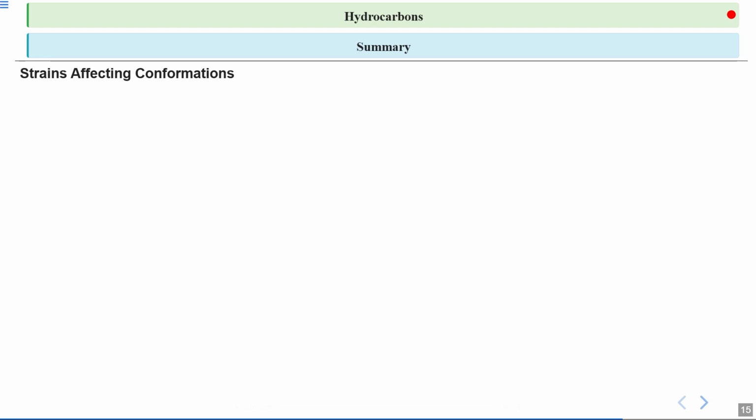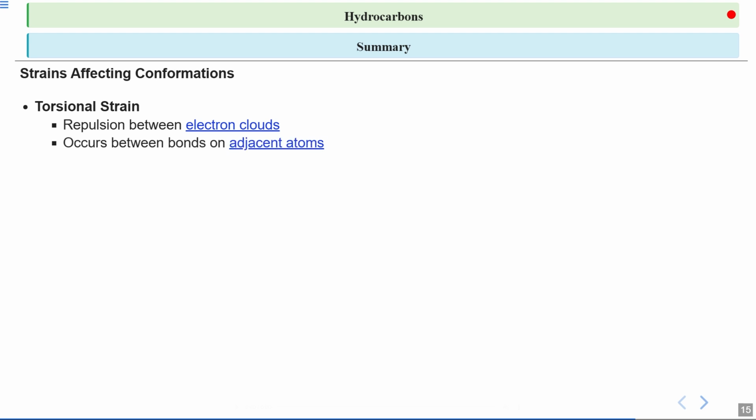Further, what were the strains that affect the conformation? The first one is the torsional strain. It occurs due to repulsion between the electron clouds. Basically, when the electron clouds, the shared pair of electrons between two atoms, are close to each other, they can repel each other due to the same nature of the charge.